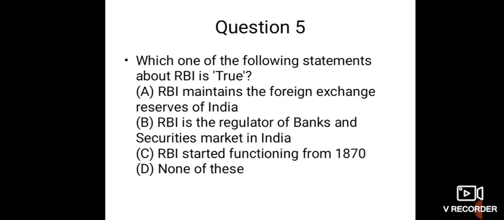Whereas RBI started functioning from 1870, it's not at all there. The RBI Act itself, the first act, started in 1934, and it was nationalized in 1949. So these two statements are wrong, and none of these options is not considered. So relating to RBI, option A, RBI maintains the foreign exchange reserves of India, is the true one.